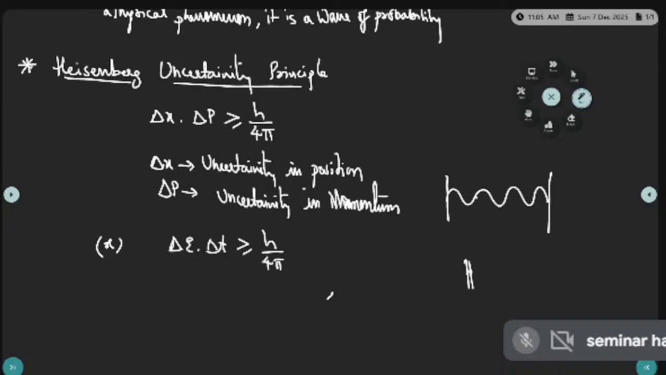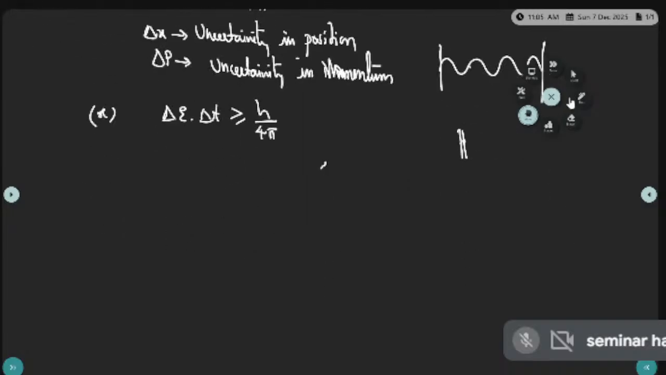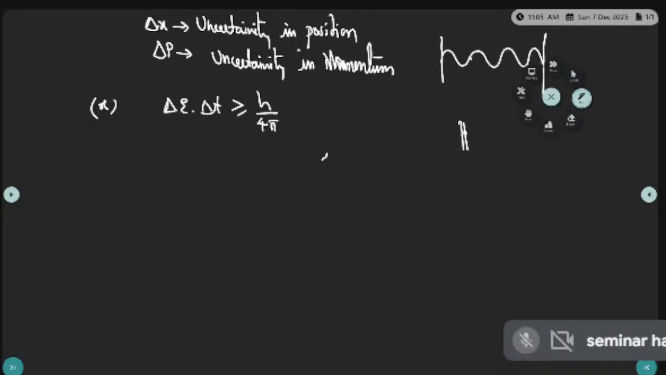By using this concept we can prove one statement regarding electrons. An application of the uncertainty principle: one major application is about electrons in an atom. Tell me, where are the electrons in an atom? Inside the atom, outside the atom? Inside the atom. What is an atom actually? An atom is electrically neutral, containing electrons, protons and neutrons.